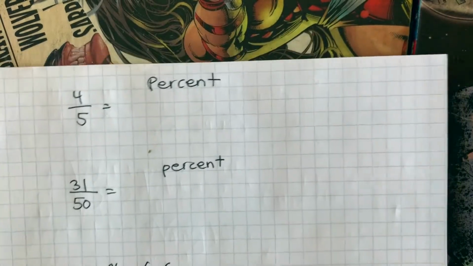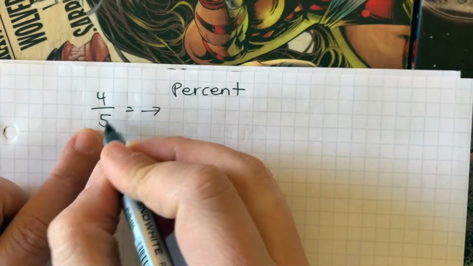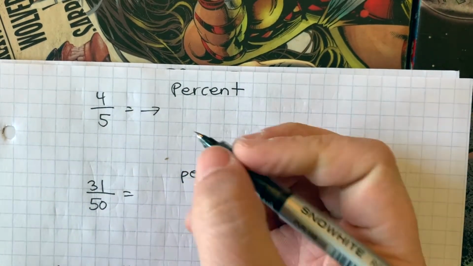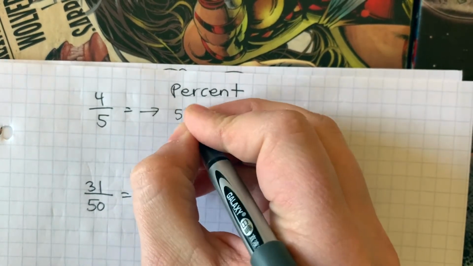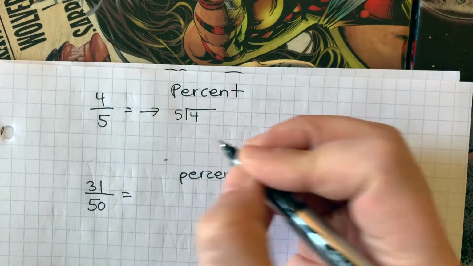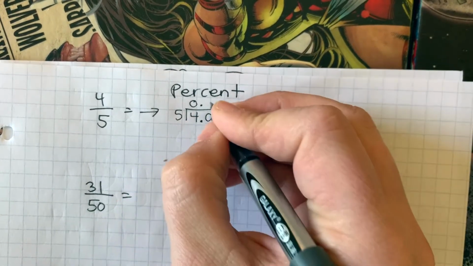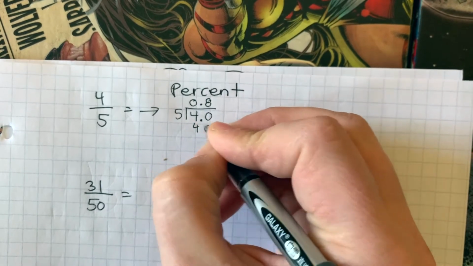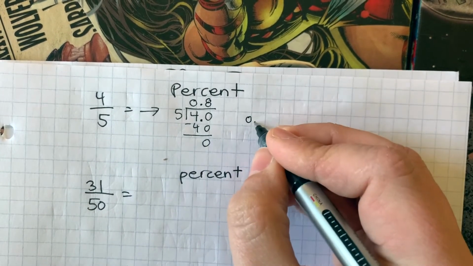Percents. Turning these fractions into percents. So I'm going to start by turning this into a decimal first, because it's really easy to turn a decimal into a percent. So I'm going to divide to see how many times 5 goes into 4. It doesn't, so I put a decimal, but 5 goes into 40. All right, so as a decimal, it's 0.8.